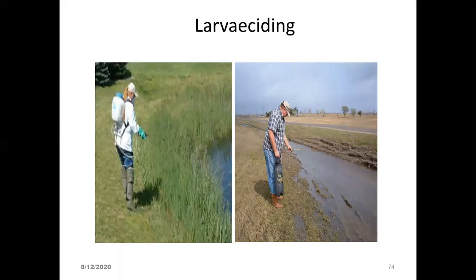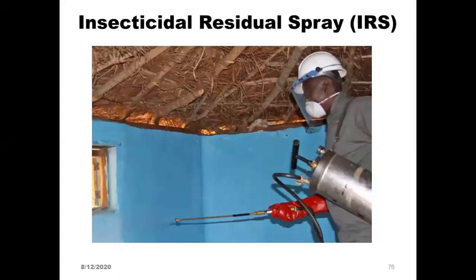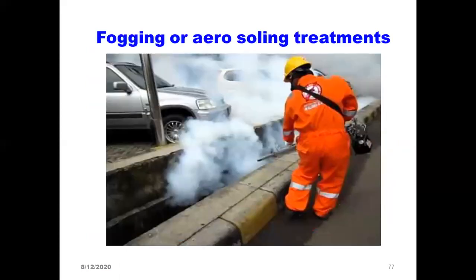So this is the larviciding, mostly done in the European countries, even in Pakistan. So this is the chemical control. Insecticidal residual spray, that is also known as IRS, in which the homes are sprayed against the vector of the dengue disease. Fogging and aerosoling is also being done in the urban areas.